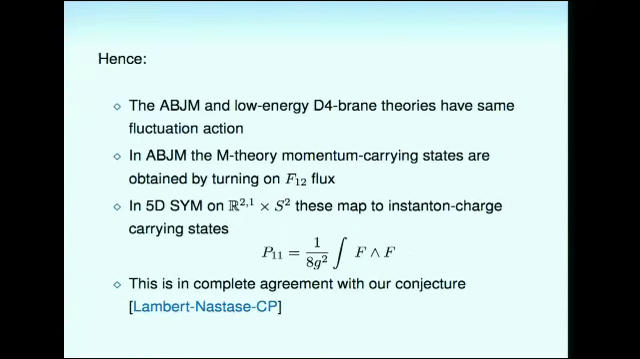So to just recapitulate what I just said, we saw that the ABJM and low energy D4 brane theories have the same fluctuation action. In ABJM, the M-theory momentum carrying states are obtained by turning on F12 flux, and in 5D Yang-Mills on R2,1 times S2, these map precisely to instanton charge carrying states with this momentum given just by the instanton number. And this is in complete agreement with the conjecture.